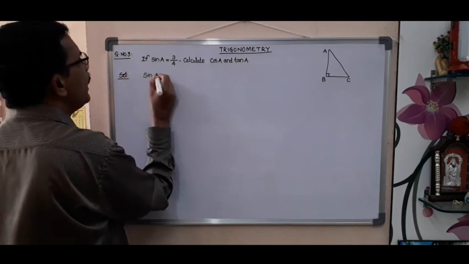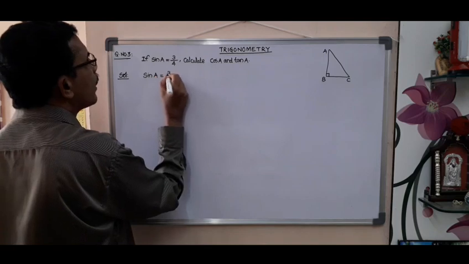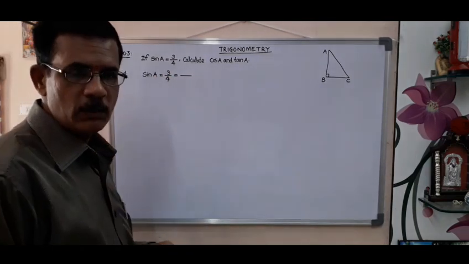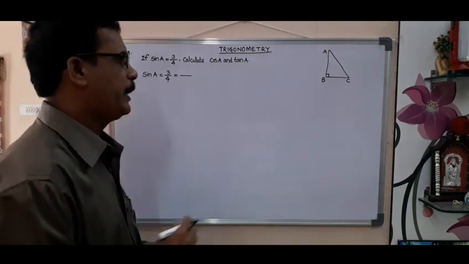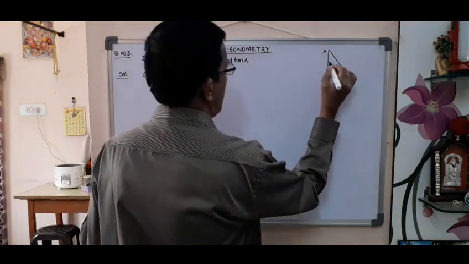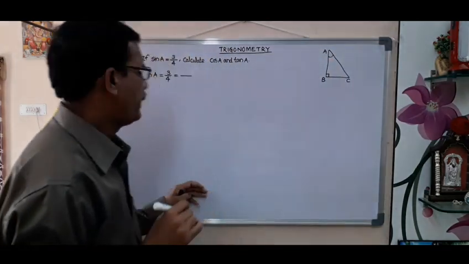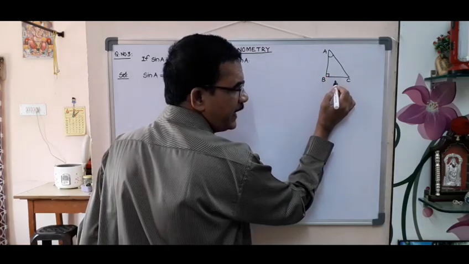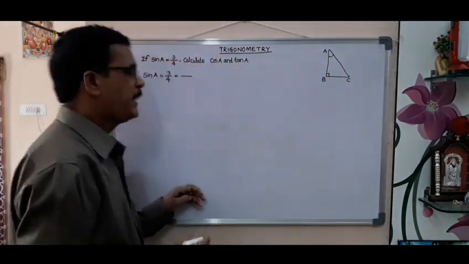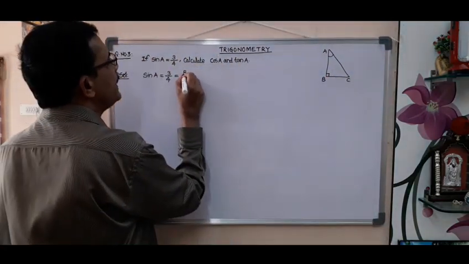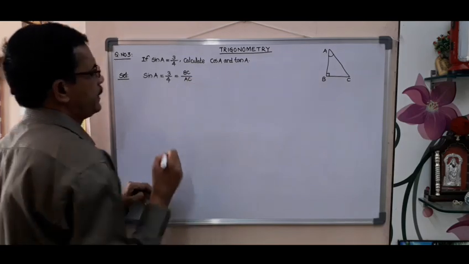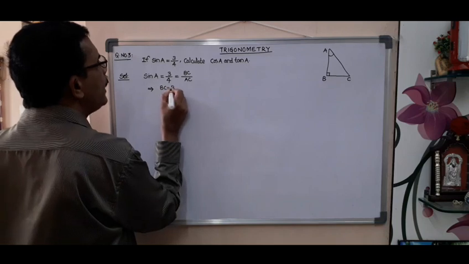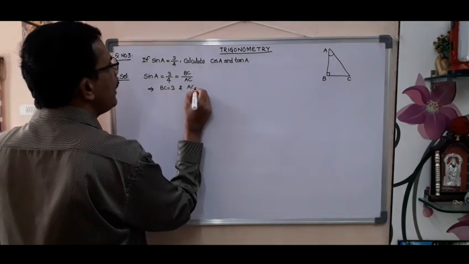sin A is equal to 3 by 4. According to the definition, sin theta is equal to opposite side by hypotenuse. From the figure, with respect to A, opposite side is BC and hypotenuse is AC. So BC by AC implies BC is equal to 3 and AC is equal to 4.